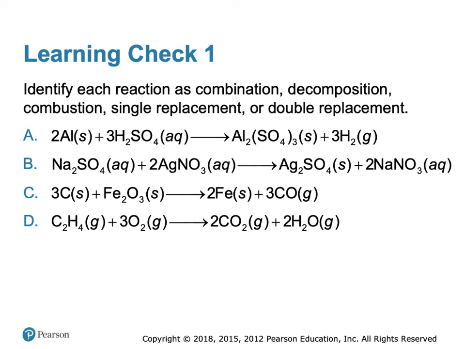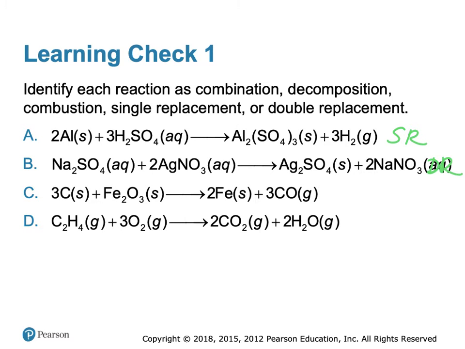So first we need to identify each reaction as combination, decomposition, combustion, single replacement, or double replacement. Pause your video and do so. Okay, so A we should see as single replacement. For B, we see that we have double replacement because the sodiums and the silvers swap.